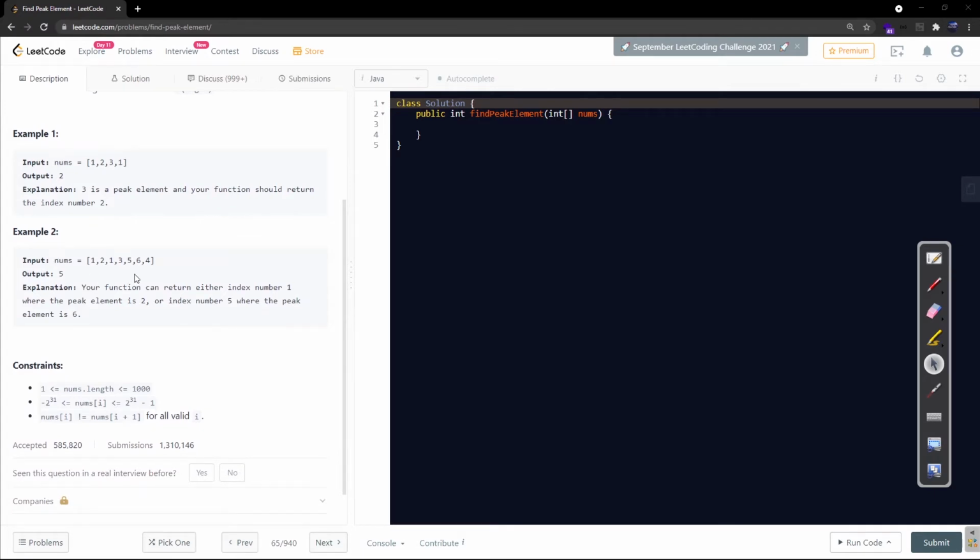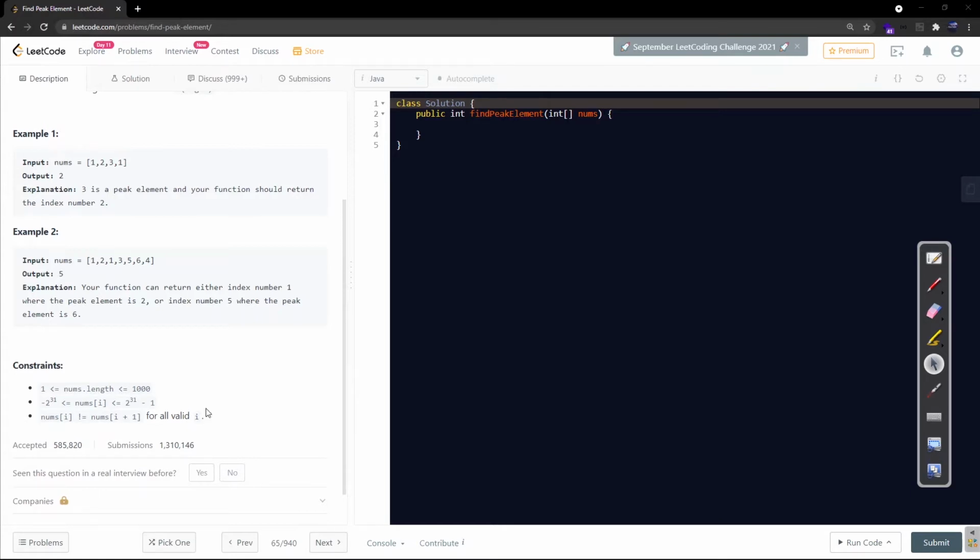1, 2, 1, 3, 5, 6, 4. Okay, this second test case we'll cover on the whiteboard, don't worry. Let's go through the constraints first. Nums length is between 1 to 1000. Each element of the array is between negative 2 raised to the power 31 to 2 raised to the power 31 minus 1. And nums[i] is not equal to nums[i+1] for all valid i. Okay, cool. So these are the constraints.